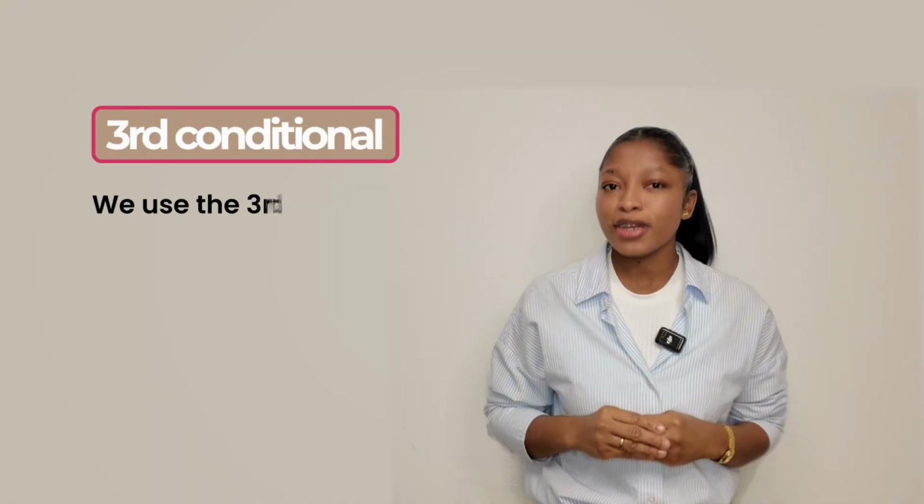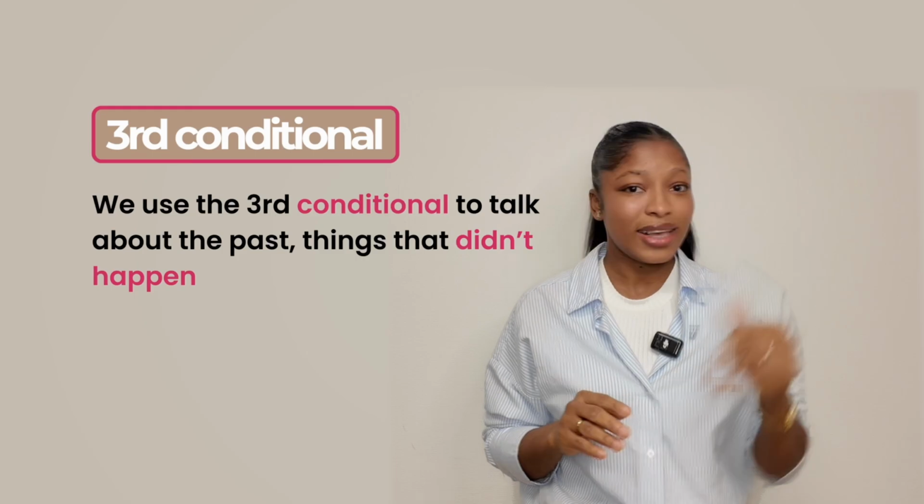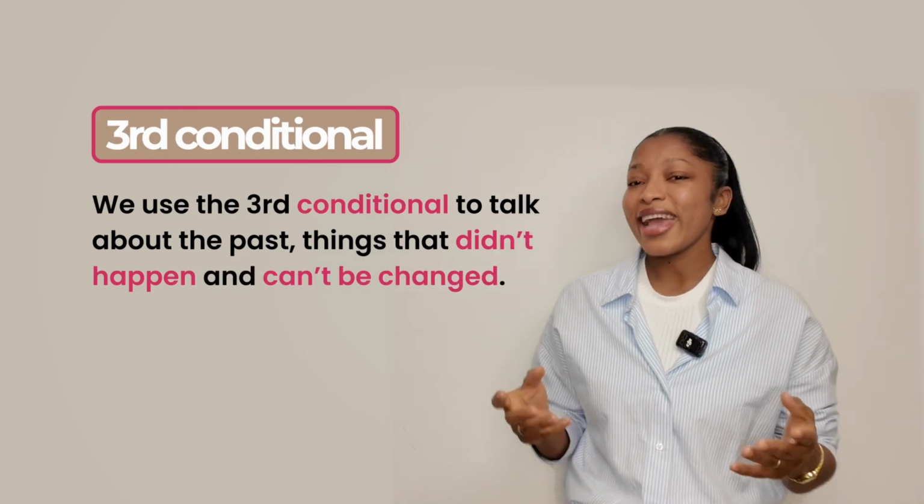Now let's move on to the third conditional. We use the third conditional to talk about things that didn't happen in the past and things that can't be changed. Now, let's look at some real-life examples.